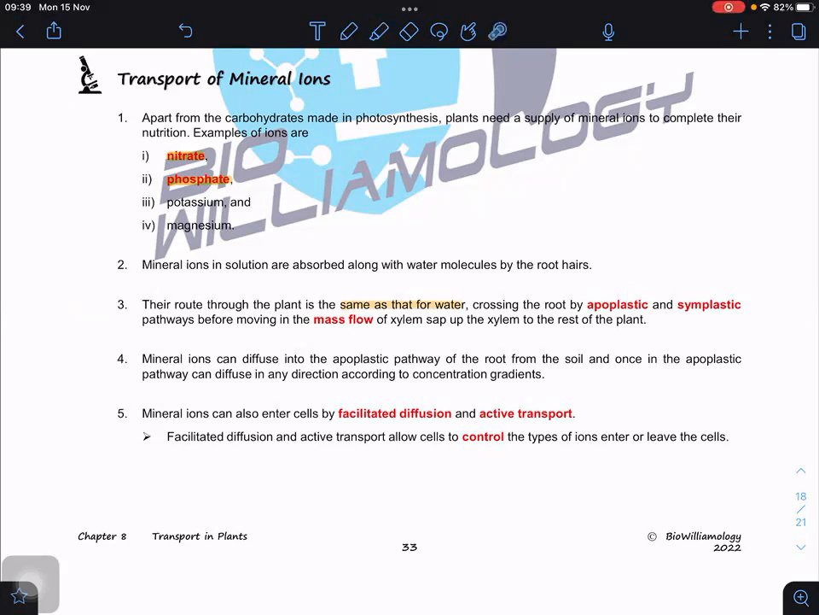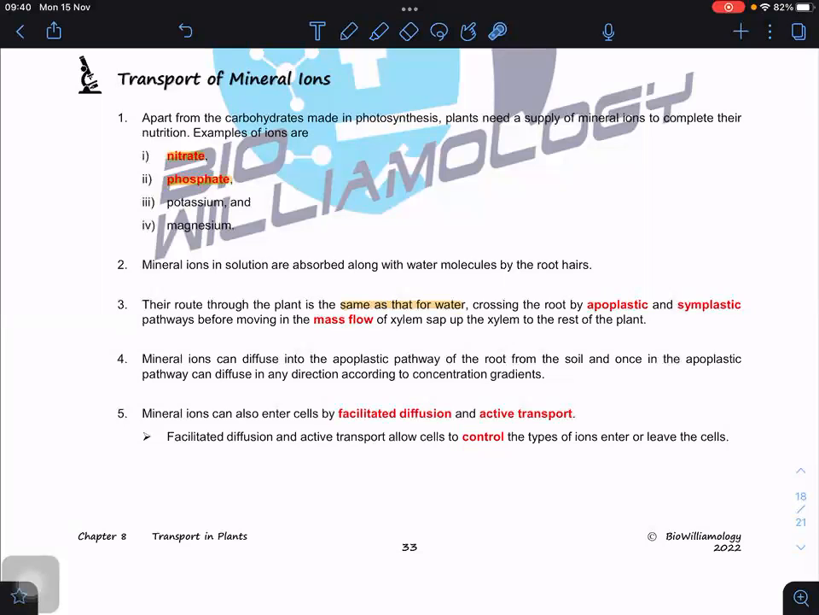Mineral ions can also diffuse into the apoplastic pathway because, as I said, the process is by diffusion, because the apoplastic pathway only involves the cell wall. Once in from the soil, they can diffuse in any direction according to the concentration gradient. The mineral ion can enter the cells by facilitated diffusion or active transport, depending on the concentration gradient. If the concentration inside the cell is high and the cell still needs the mineral ions, they can come in by active transport.